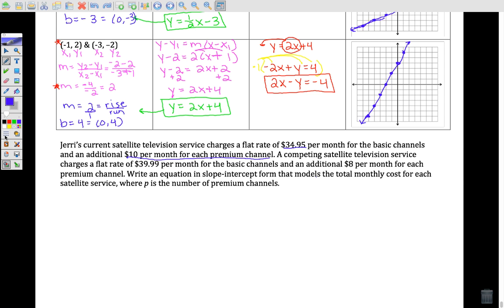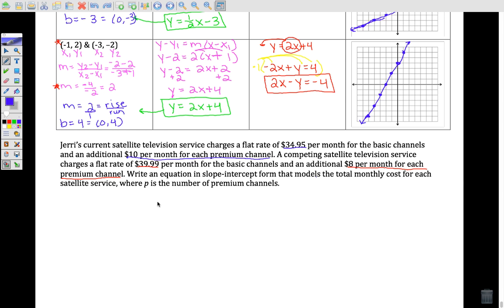Then you have a competing satellite television service. They have a flat rate of $39.99 per month, and they have an additional $8 per month for each of your premium channels. Write an equation in slope-intercept form that models the total monthly cost for each satellite service, where P is the number of premium channels. So we have two separate ones.